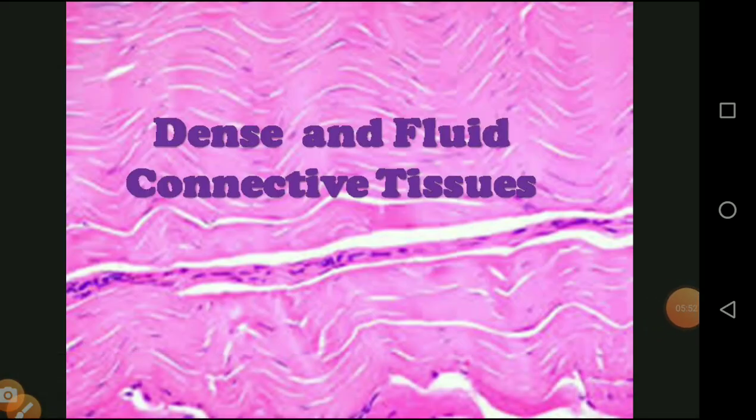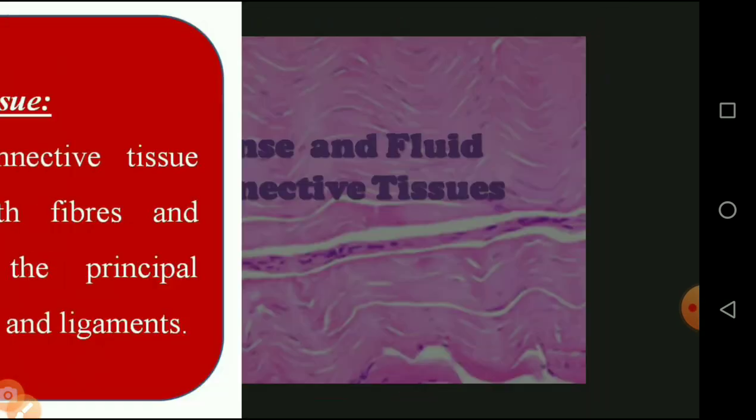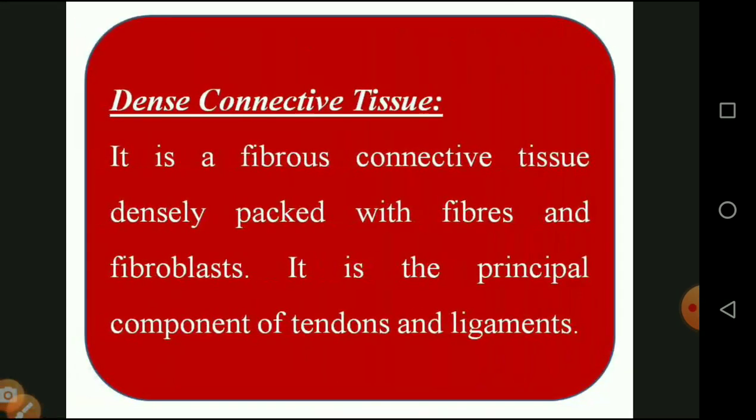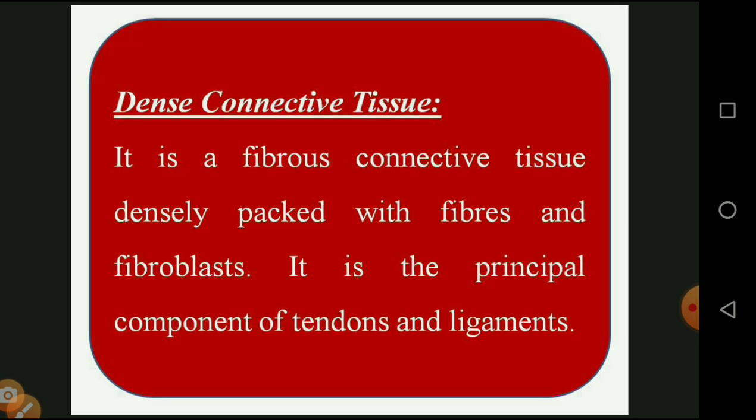So now let us enter into the textual content regarding the dense and fluid connective tissue. First of all, what is dense connective tissue? It is a fibrous connective tissue, densely packed with fibers and fibroblasts. It is a principal component of tendons and ligaments. Two types of components are present in this dense connective tissue: one is called tendons and another one is called ligaments.